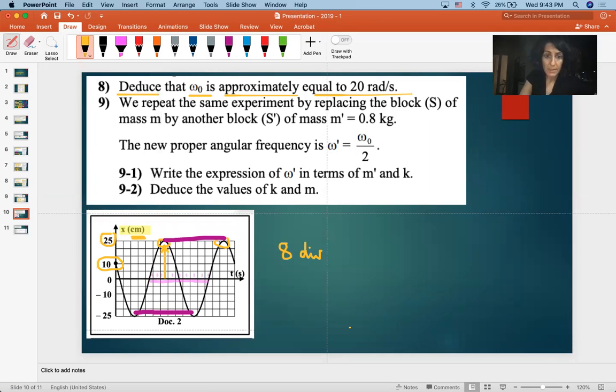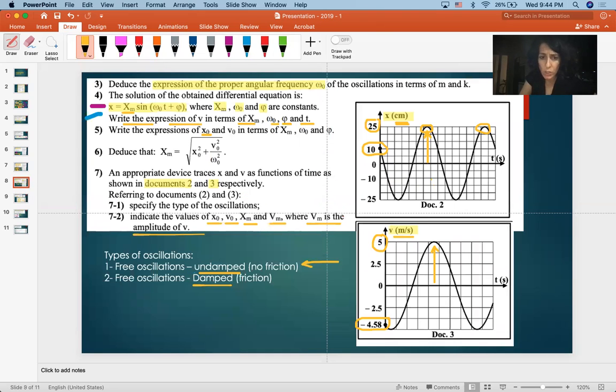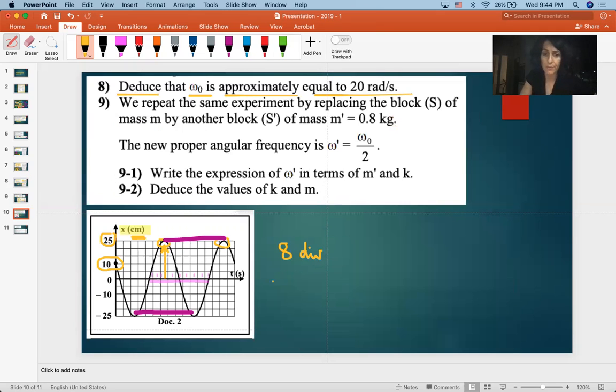Okay? But how can I tell 8 divisions is how many seconds? Because I cannot see how many seconds there are. Let me revisit. I cannot see any graduation on the time axis. So apparently we cannot use the graph. I know it's 8 divisions, but I cannot tell each division. I don't have a scale for that. I need a different method.